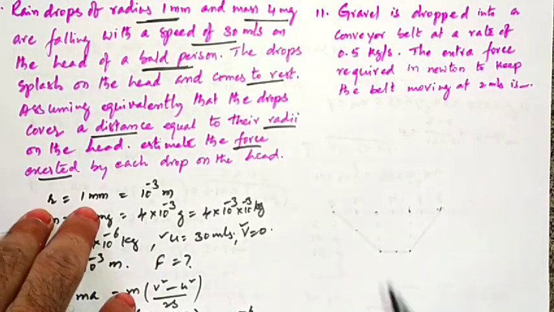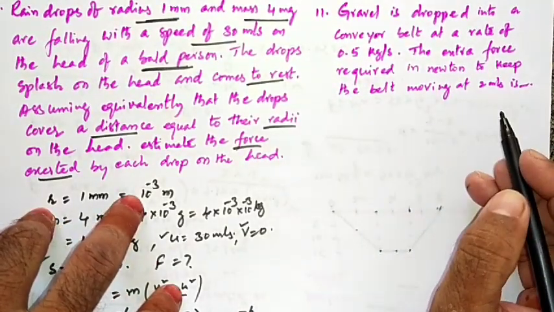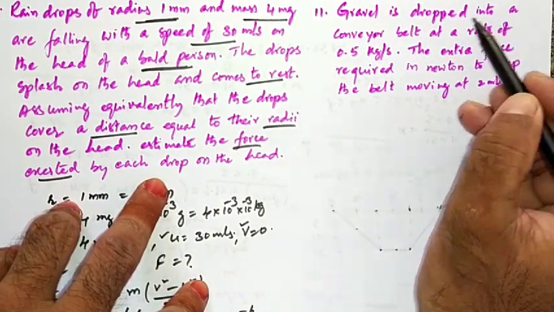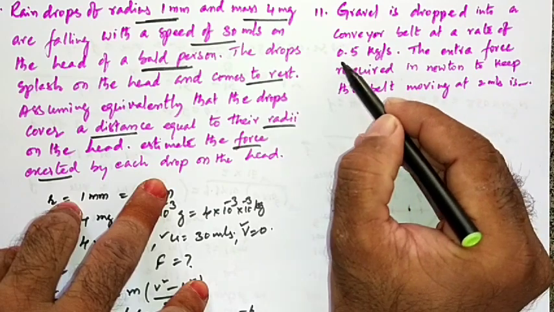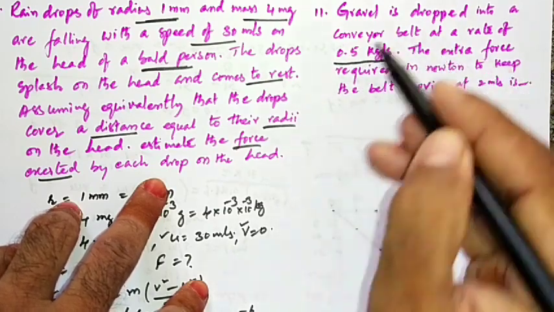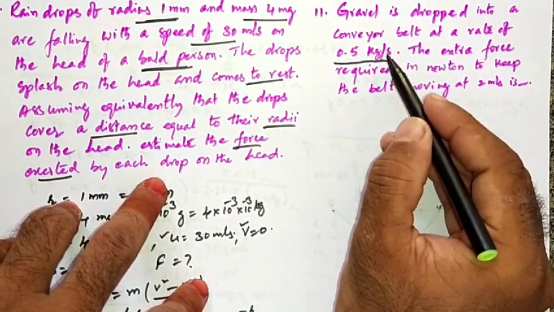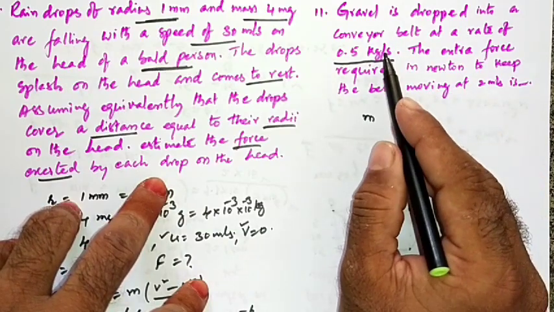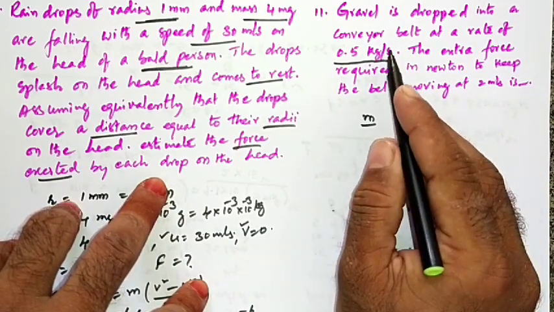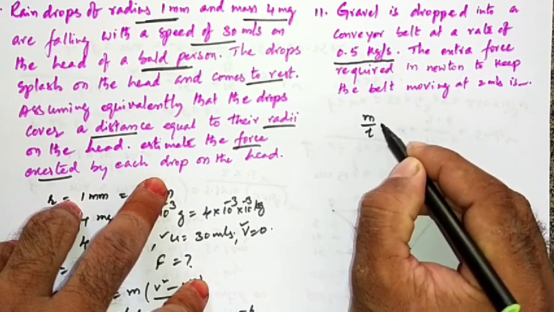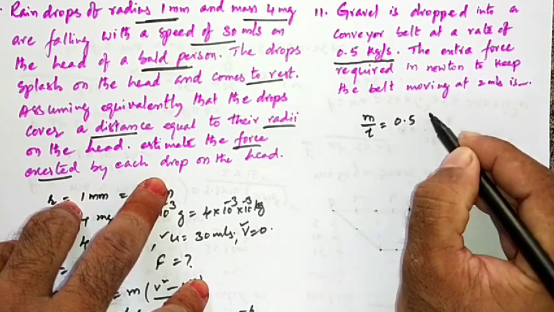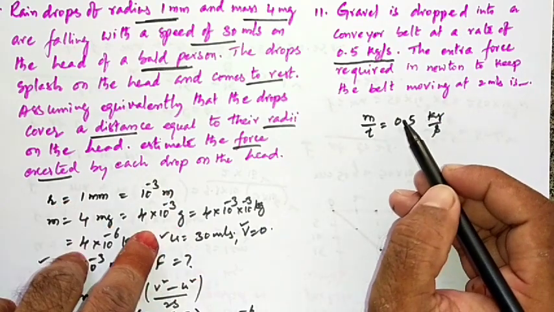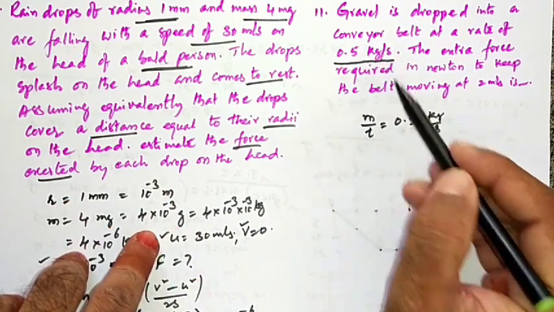See this question. It's a different kind of question, a different model. Gravel is dropped onto a conveyor belt at a rate of 0.5 kilogram per second. So what is this? Kilogram per second means kilogram is mass, and per second means time. dm by dt is given. How much? 0.5. Understood? Clear? So from the units I am writing the data.